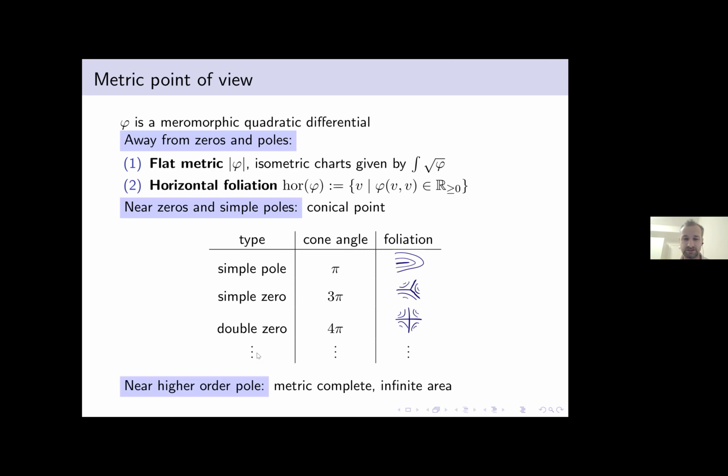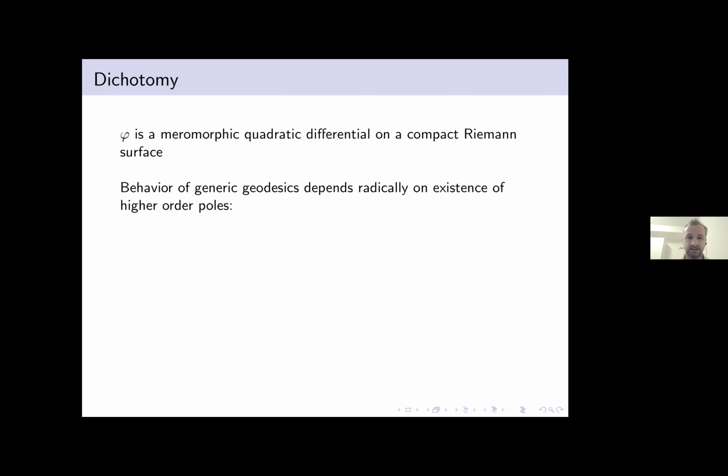So the question is, what happens if you have a higher order pole? There the metric is already complete, right? So you don't need to add an additional point, which was the zero or pole before, that is at infinite distance from the other points. And there's also infinite area. So it's a different behavior, and that leads to a certain dichotomy.